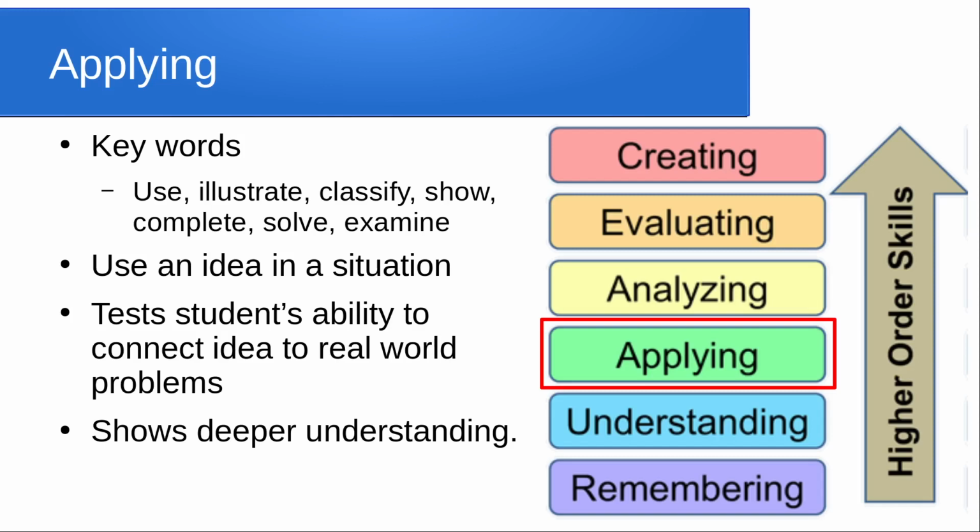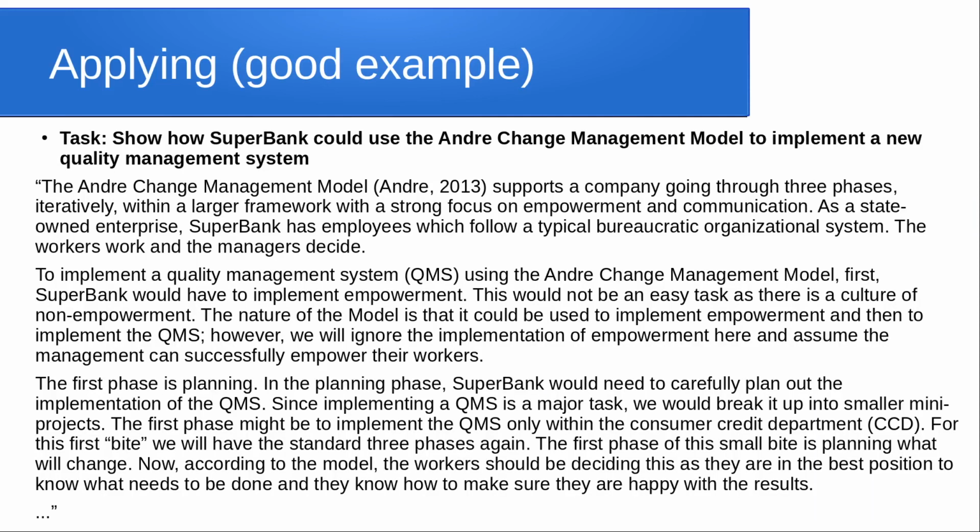Here you might have a task like show how Superbank could use the Andre change management model to implement a new quality management system. And then here is an example of an answer. It's a bit long. The point here is the student talks about how the Andre change management model, they cite it, supports a company going through 3 phases, how it's iterative, it operates within a larger framework, and then it goes in with great detail about everything in here. And then at the end, it talks about bytes, which was a part of the model.